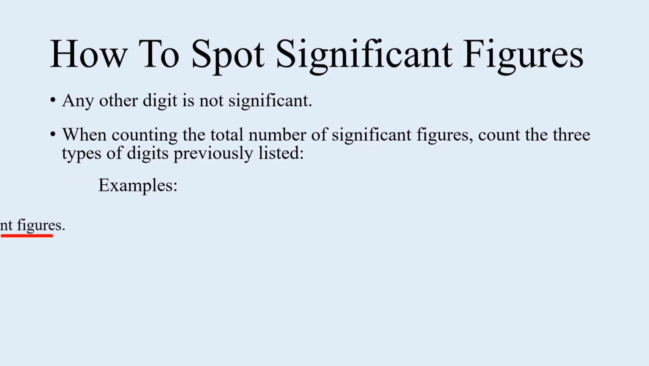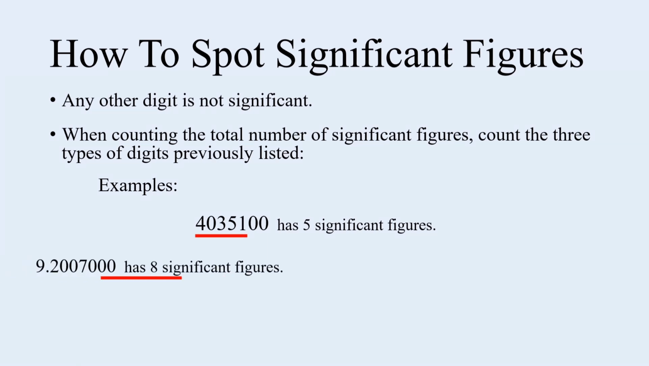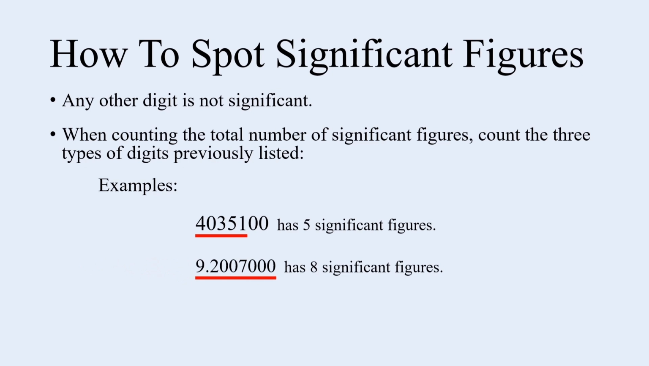Now, when counting the total number of significant figures, count the 3 types of digits that I just previously mentioned. So, for example, if we look at the number 4,035,100, the first 5 digits are significant figures. Another example is if we look at the number 9.2007000, all 8 of those digits are significant figures. Another example is if we look at the number 0.0003841. That number has 4 significant figures, which is the 3, 8, 4, and 1 at the end.